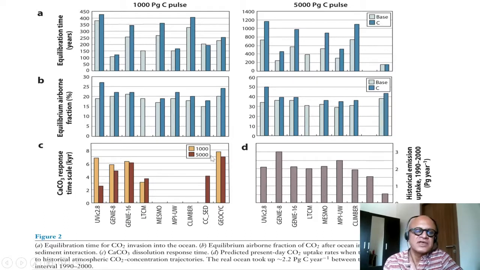This is the historical case. This is the same thing with the calcium carbonate pH stat time scale of what's happening in the ocean in terms of controlling pH, for 1000 petagrams and for 5000, and you can see there are large differences. This one has a much longer calcium carbonate response time scale for the 1000 petagram carbon pulse than the 5000 one, but this one has higher but smaller for 1000 than 5000 and so on.